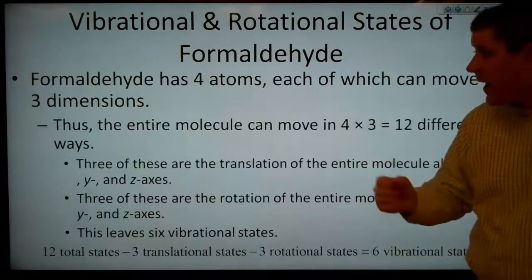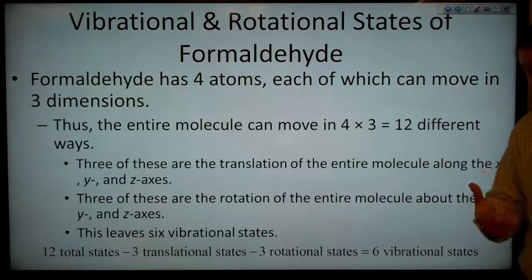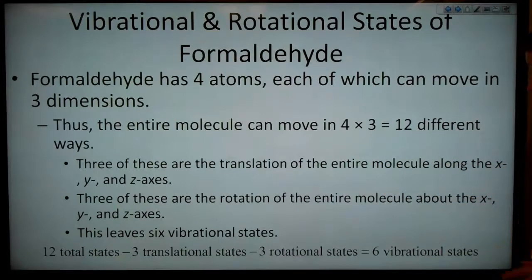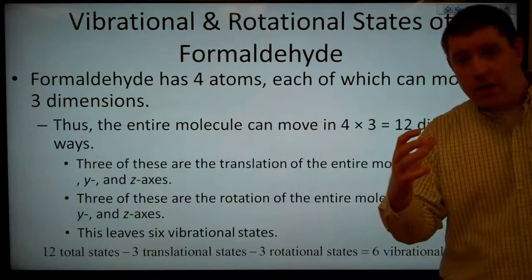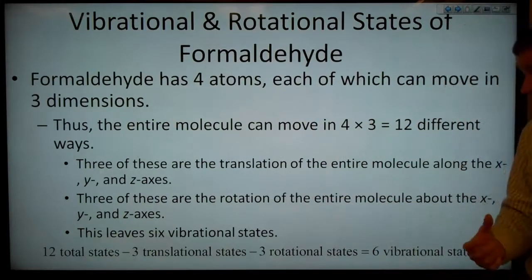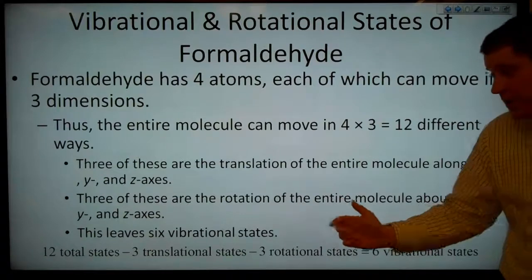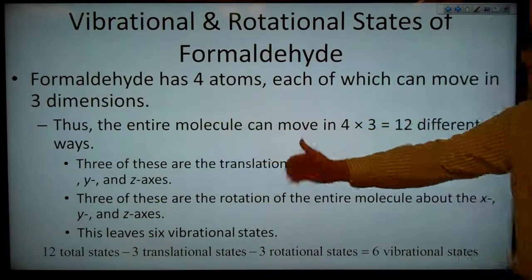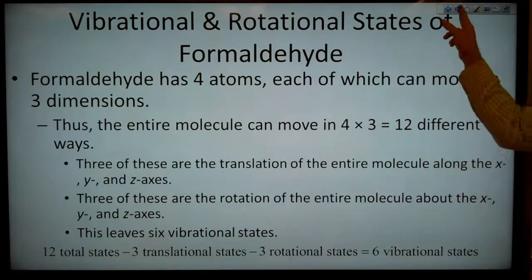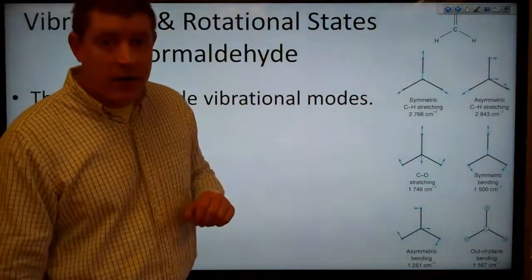Now, formaldehyde has 4 atoms, each of which can move in 3 dimensions. And thus, the entire molecule can move in 4 times 3, which is 12, ways. So, 3 of these are the translation of the entire molecule along the X, Y, and Z axes. 3 of them are rotation of the entire molecule about the X, Y, and Z axes. And this leaves 6 vibrational states, because 12 total states minus 3 translational states minus 3 rotational states gives us 6 vibrations. And here we can see the 6 formaldehyde vibrational modes.